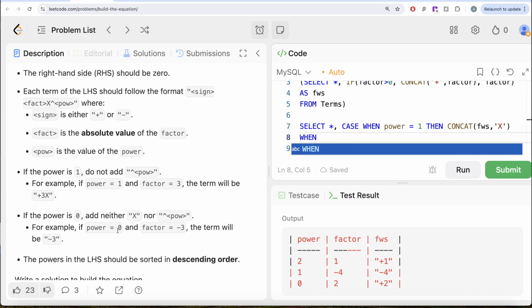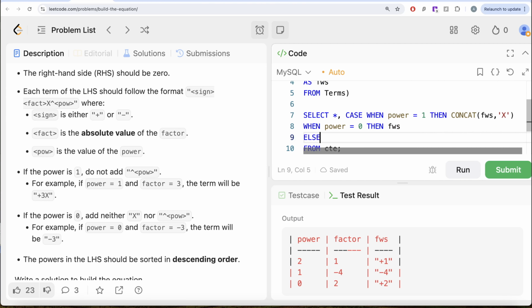That means if your power is 0 and factor is minus 3, only the term will be the factor, right? So for example, here if you have power equal to 0, all you need in our output is factor with sign. So when power is equal to 0, then what you do is just return me FWS. Okay. Else, in all other conditions, what you need is, you basically return concatenate.